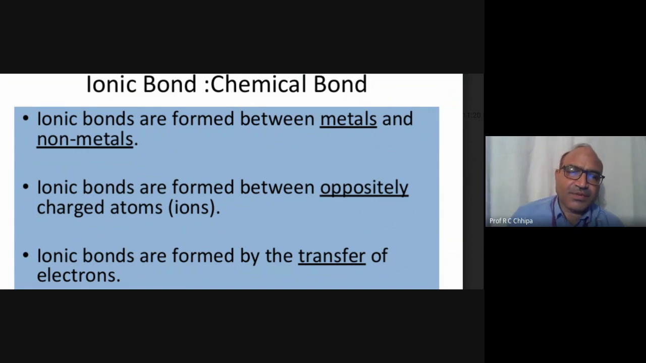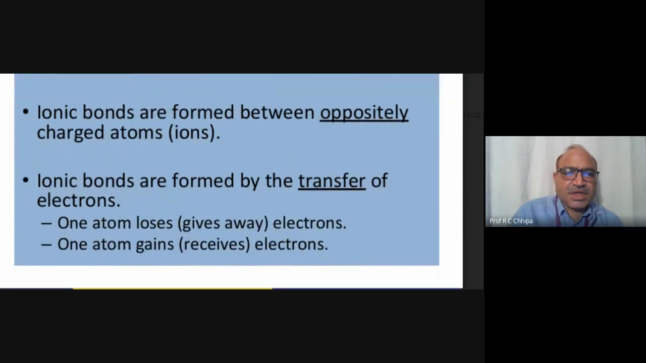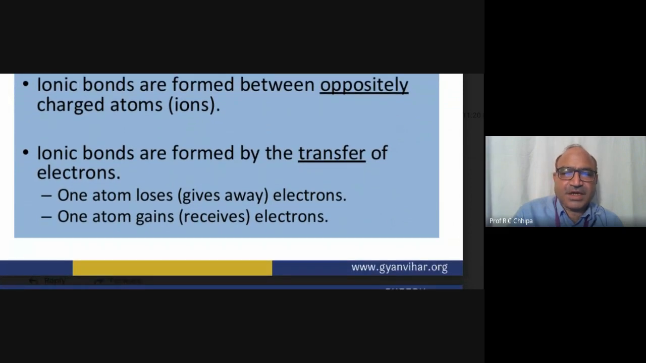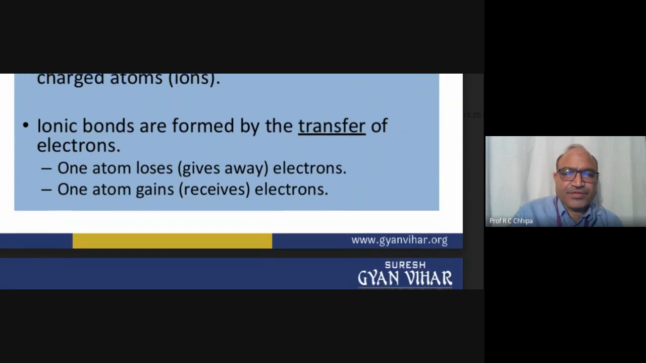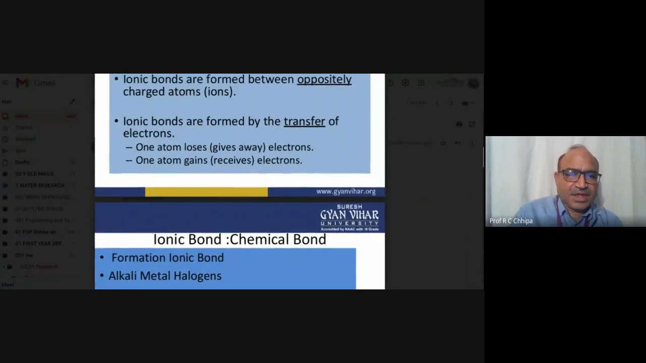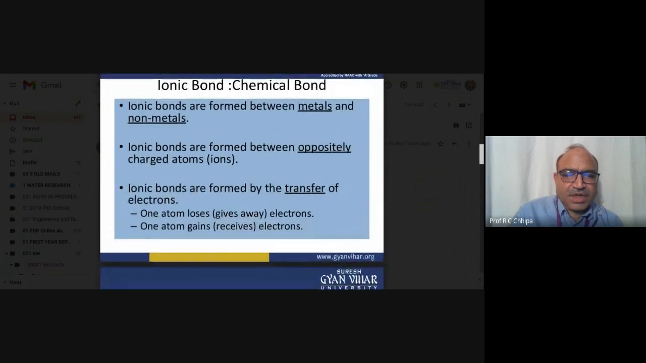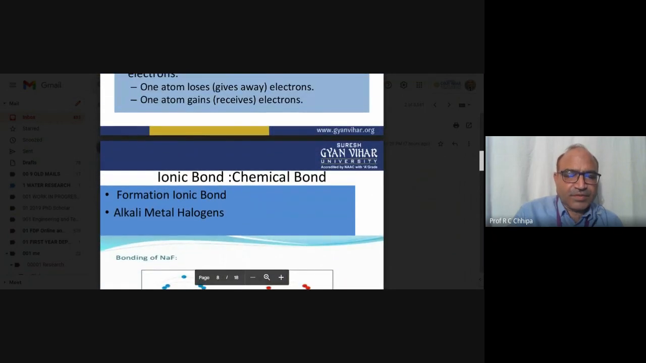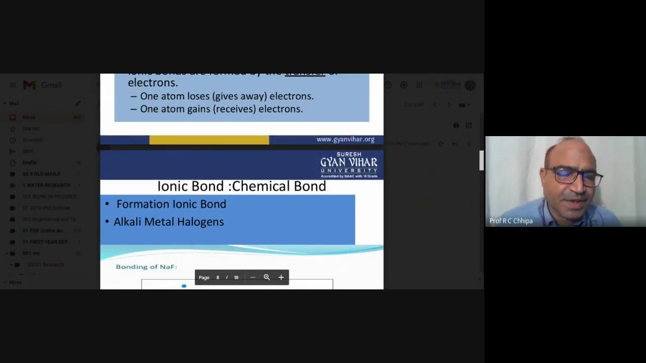soluble. Now, ionic bonds are formed between oppositely charged atoms, those are the ions, and ionic bonds are formed by the transfer of electrons. One atom loses and gives away electrons, and one atom gains and receives the electrons. So now the question is, is there a simple example or some other example?